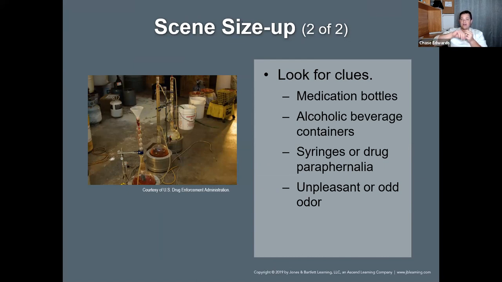As you approach the scene, look for clues, like you see here in this slide, that might indicate the substance or poison involved. Are there any medication bottles lying around the patient and the scene? If so, is there medication missing that may indicate an overdose? Are there alcoholic beverage containers present? Are there syringes or other drug paraphernalia on scene? Is there an unpleasant or odd odor in the room? If so, is the scene safe at that point?